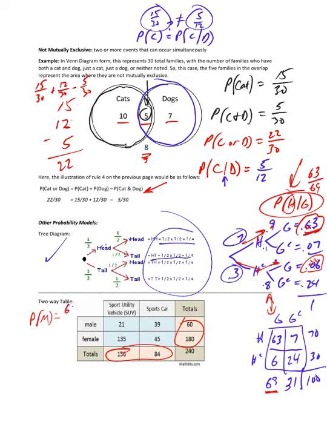Well, the probability that somebody's male would be 60 out of 240 here, because the male is 60 out of a total of 240. What's the probability that they drive a sports car? Well, that would be the 84 sports car drivers out of the 240.